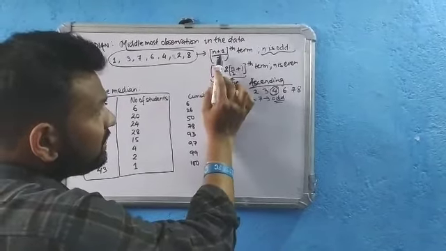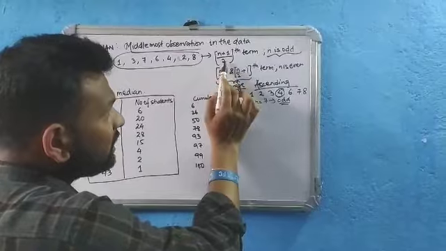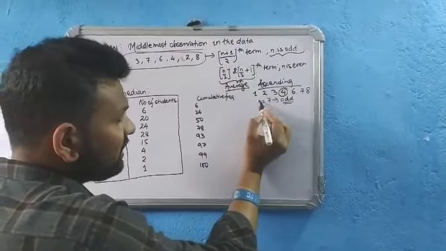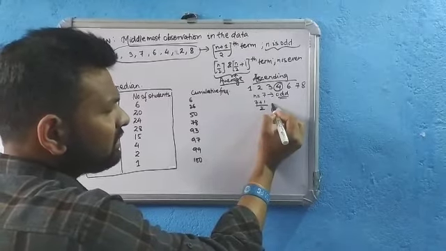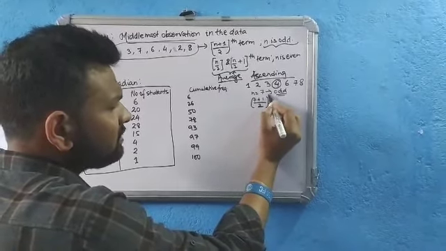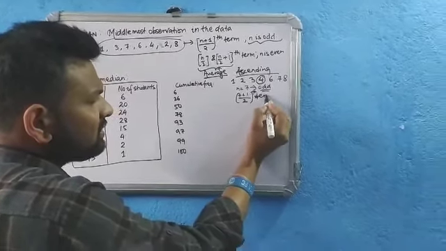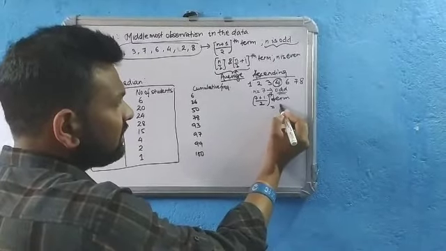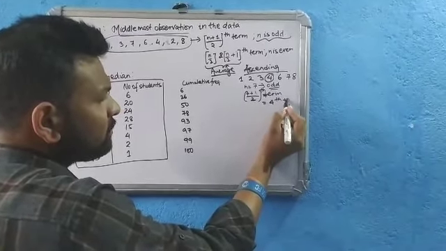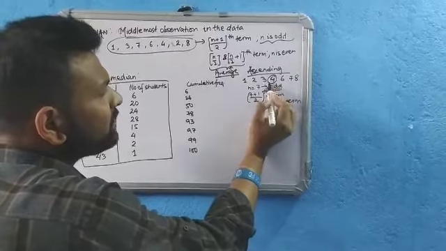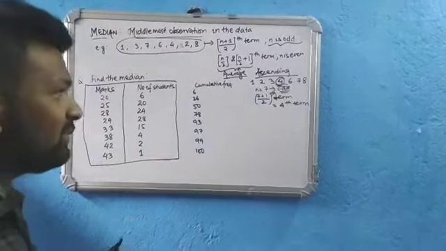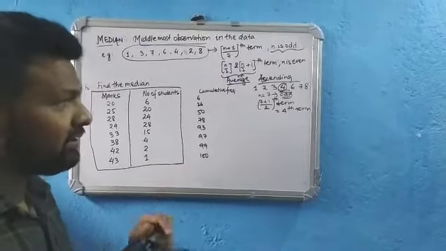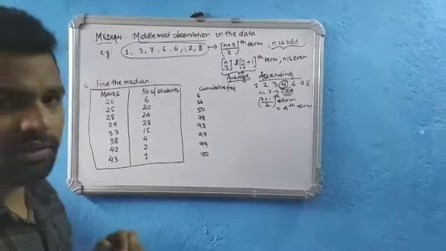So how do you calculate the median? Median is the (n plus 1) by 2th term. So n is 7, plus 1, by 2, that is equal to the 4th term. So what is the 4th term here? Coincidentally, it is 4. It's not necessary that the 4th term always has to be 4. Here the 4th term is 4, so the median will be 4.